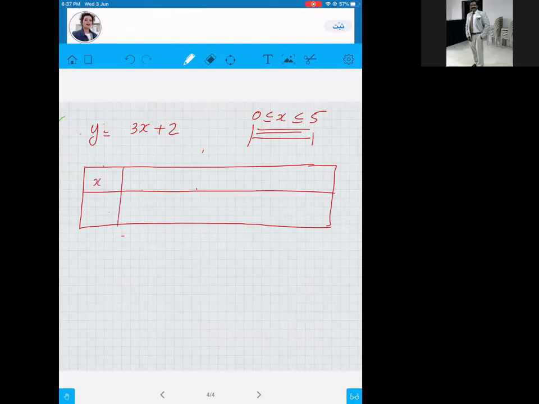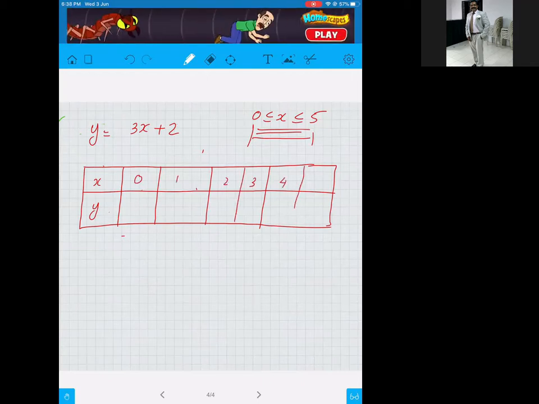So this is x and this is y. You can take arbitrarily some values, any value in between 0 and 5 because they are saying that x is between 0 and 5. So first of all, you can take 0, 1, 2, 3, 4, and 5. Then you have to plug in these values in this equation.